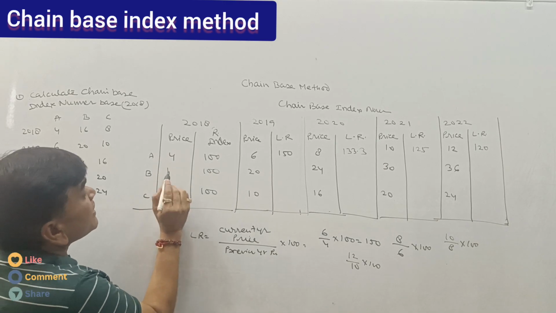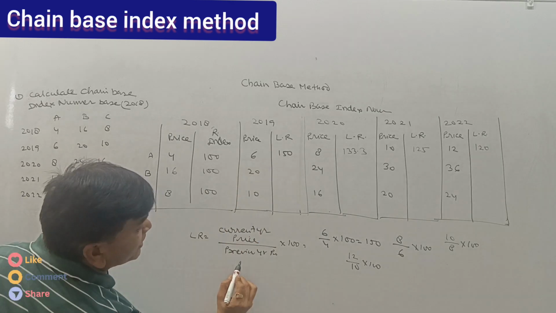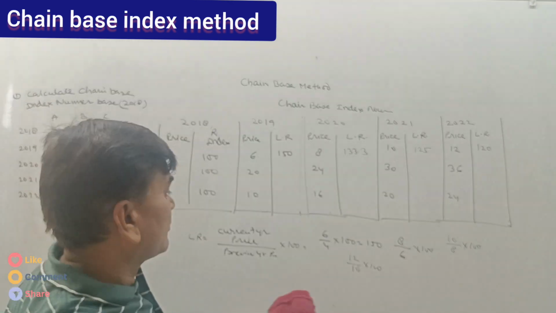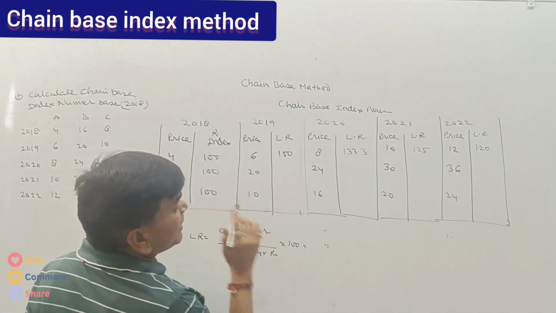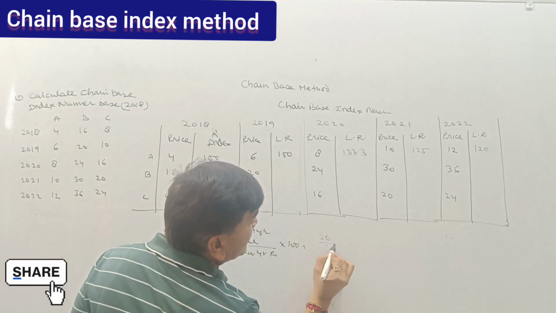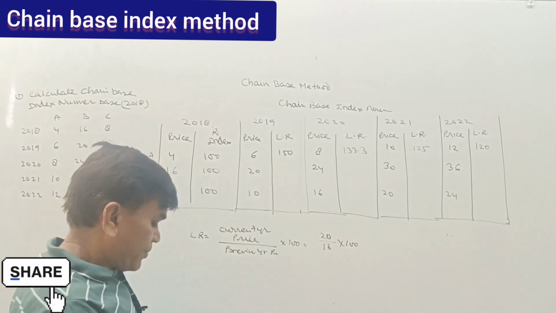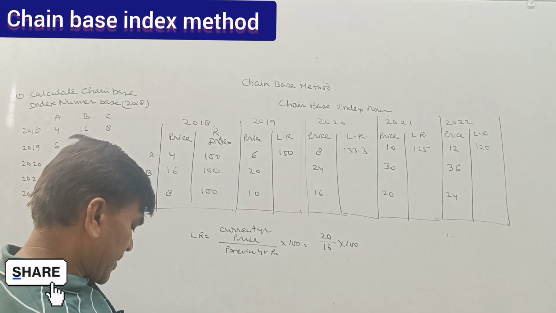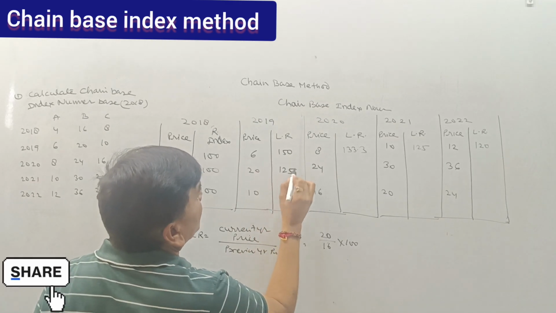Similarly here, 16 we assume as 100. So this 20 for the second: 20 divided by 16 multiply by 100. So first is 20 divided by 16 multiply by 100, that is 125.